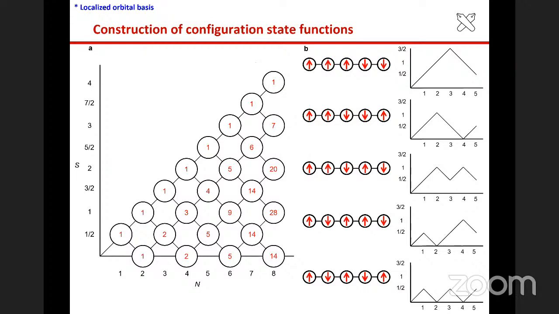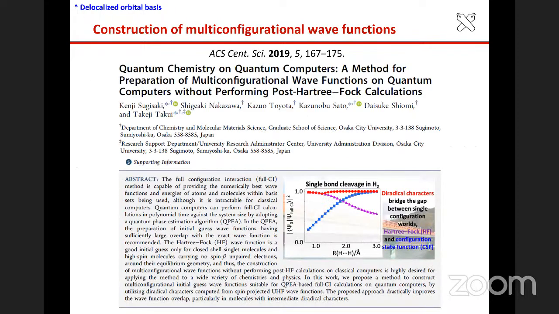And this is a local orbital basis. But unfortunately, this kind of spin configuration function is a good approximation only for the long dissociation limit. Roughly speaking, the Hartree-Fock wave function has a large overlap with the full-CI wave function in the vicinity of the equilibrium region.